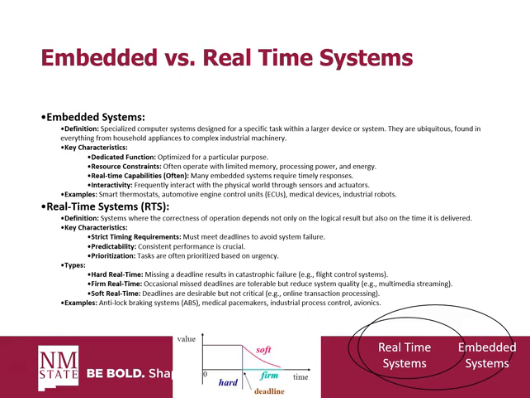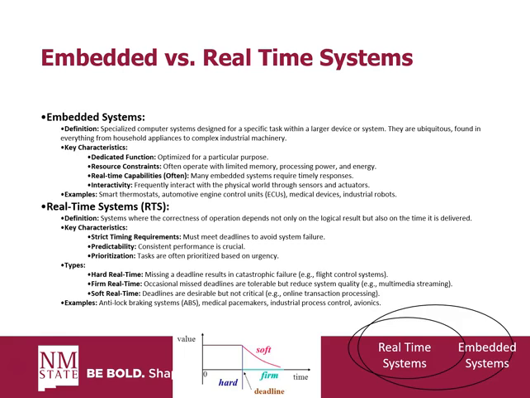Now let's move on to real-time systems, or RTS. These are systems where the correctness of operation depends not only on the logical result, but also on the time it's delivered. Timing is everything. There are a couple of key characteristics, which include strict timing requirements. They must meet deadlines to avoid system failure. Predictability. Consistent performance is crucial. Prioritization. Tasks are often prioritized based on urgency.